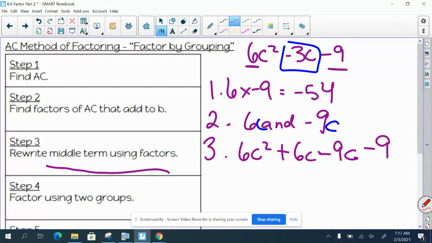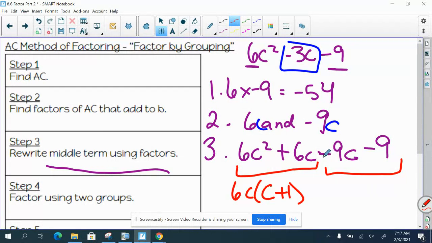So we're going to break this up into 6c squared plus 6c and negative 9c minus 9. So I'm going to factor this binomial and this binomial. So if I factor this, I can factor out a 6c, and then I'm left with c plus 1. And here, I would factor out negative 9, so minus 9, and then times c, and then it's not minus 1 anymore, but it's plus 1 because we factored out the negative.